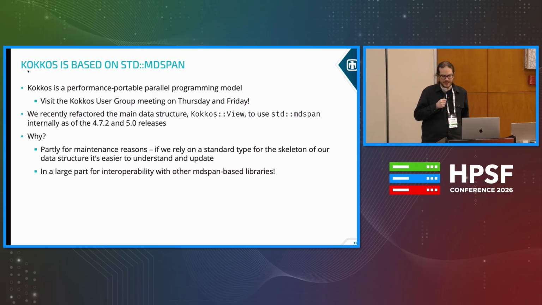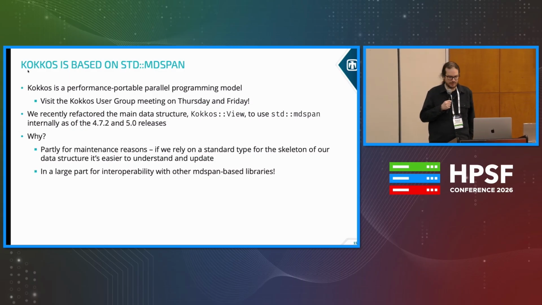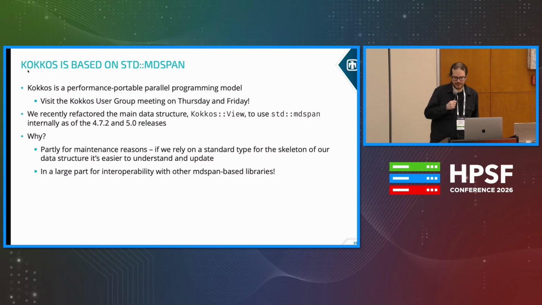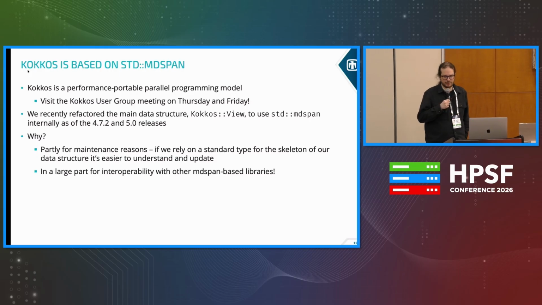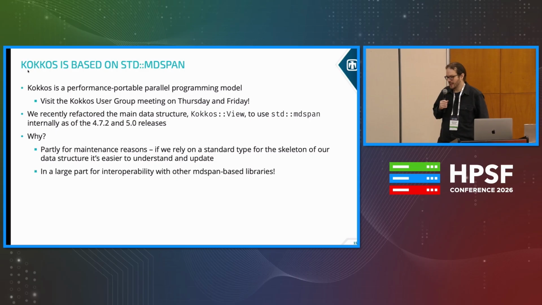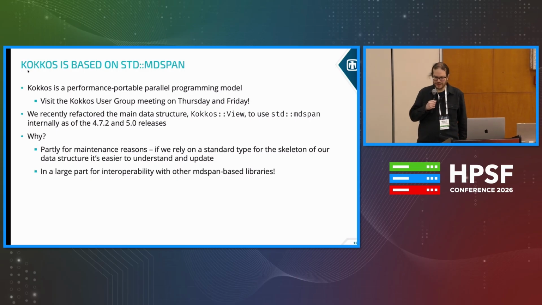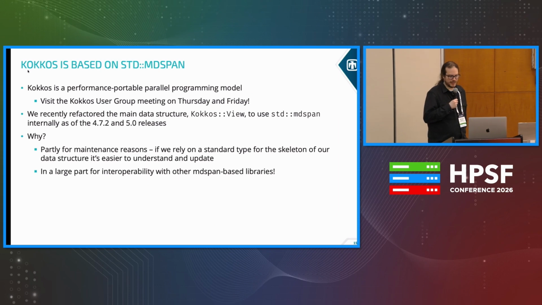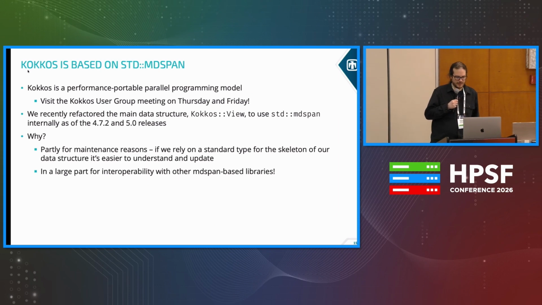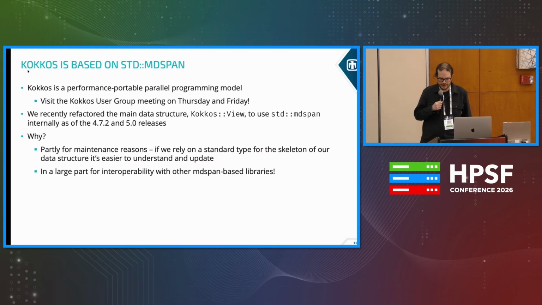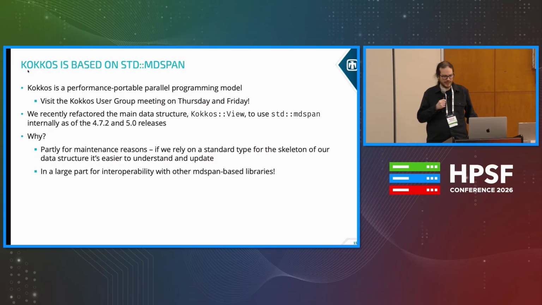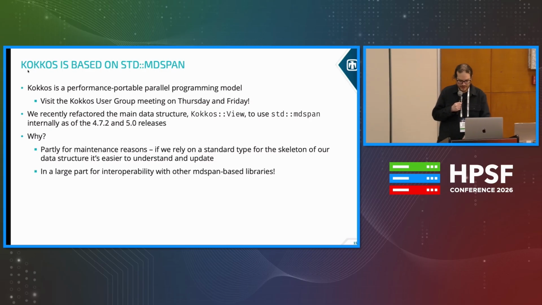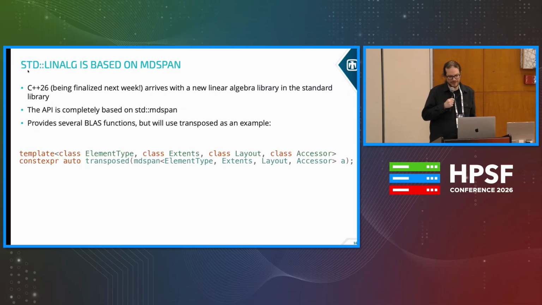So we recently refactored our main data structure and rebased it on mdspan. The reason we did this was partly for maintenance reasons, because if we are referring to a standard, it's going to be much easier for people to understand and update the data structure as time goes on. But another large part of it was interoperability. The idea is that if there's any library that uses mdspan in its interface, you can now use Kokkos views with that library. So, what is one of those libraries?